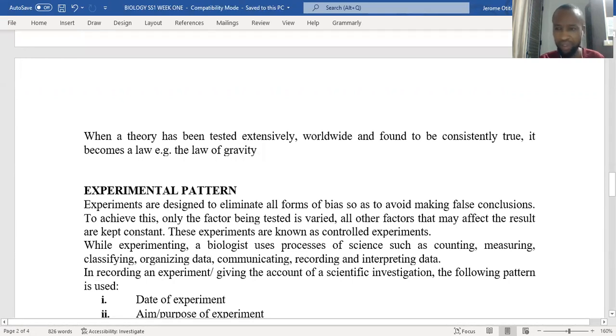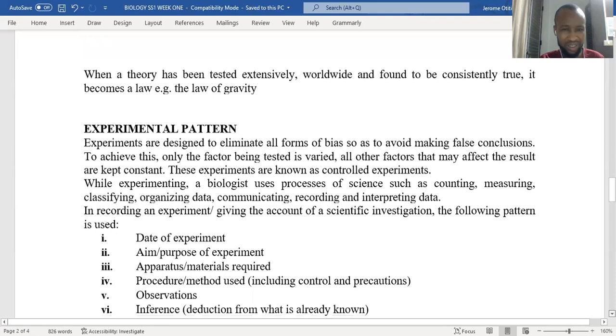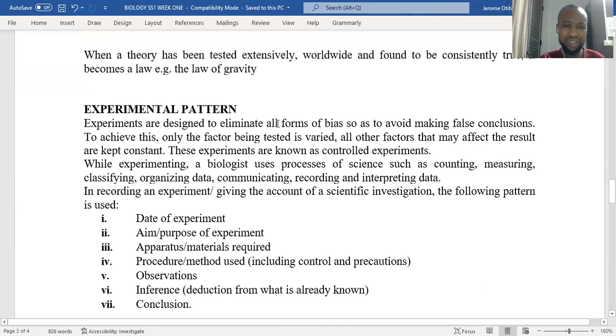Okay. Now the experimental pattern. How does the scientist report the experiment? Experiments are designed to eliminate all forms of bias, so as to avoid making false conclusions. To achieve this, only the factor being tested is the one that is being varied. Other factors that may affect the results are kept constant. Now, when conducting an experiment, a biologist uses processes of science, such as counting, as I mentioned before, measuring, classifying, organizing data, communicating, recording, and interacting.